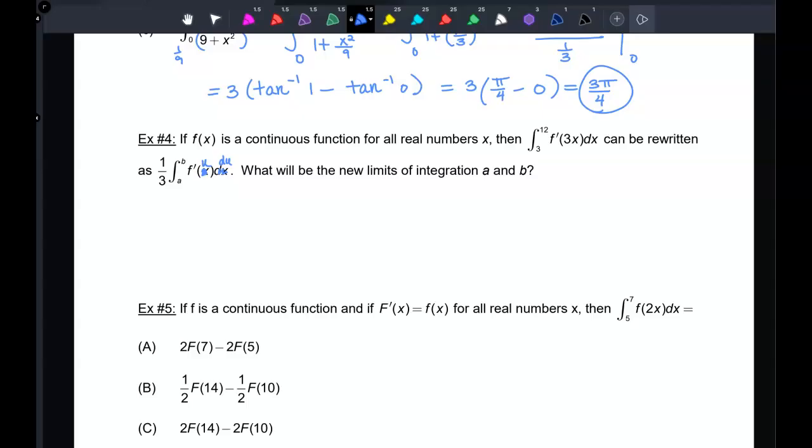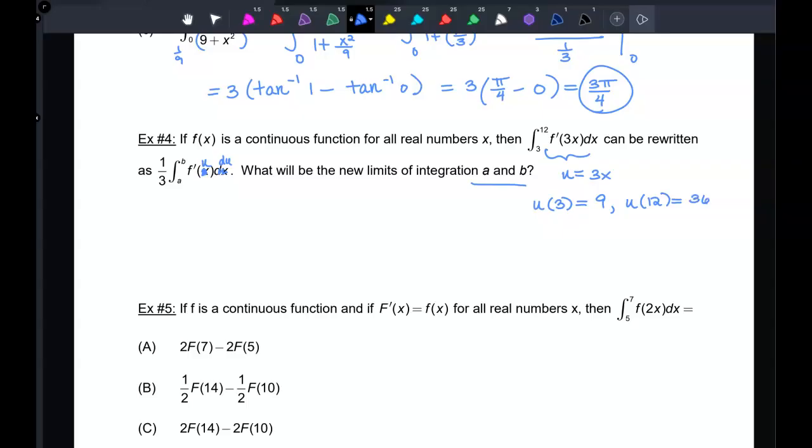Okay. So let's say we have a continuous function and we want to take the antiderivative. If I rewrite this, what will my new limits of integration be? Okay, so go from here. What would u equal? 3x. Okay, so what would u of 3 be? 9. And u of 12? 36.